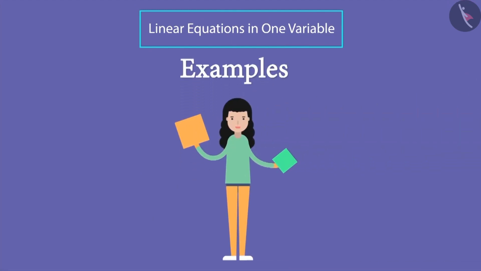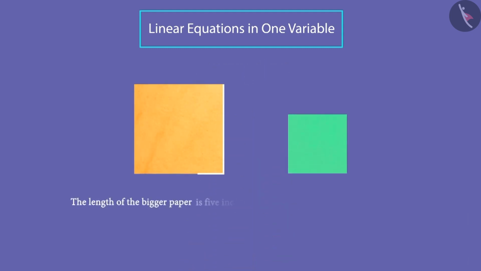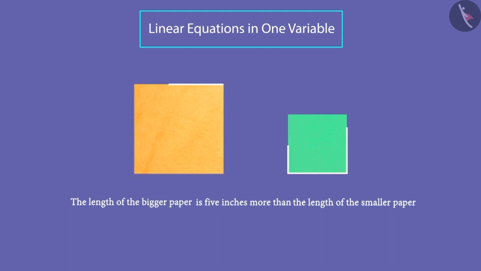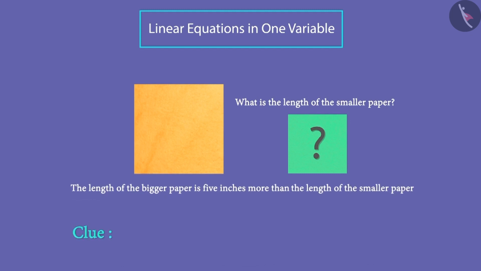Rani has been given 2 square chart papers. The length of the bigger paper is 5 inches more than that of the smaller paper. She has to find the length of the smaller paper. The clue has been given to her. The clue is that the perimeter of the bigger paper is 4 by 3 times the perimeter of the smaller paper. Let's find out the answer.